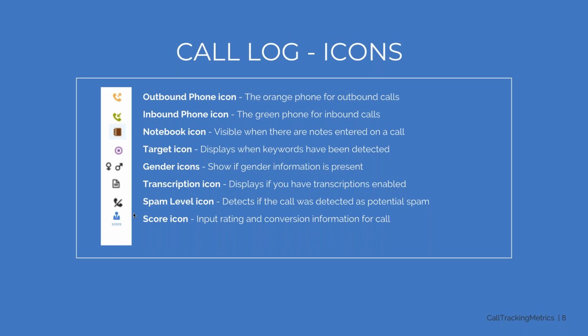Okay, where did we leave off? We have the phone with the little check through it. That's going to be if spam has been detected or that call is labeled as spam. And then here we have the score column. We're going to be talking about that in great detail today as well.